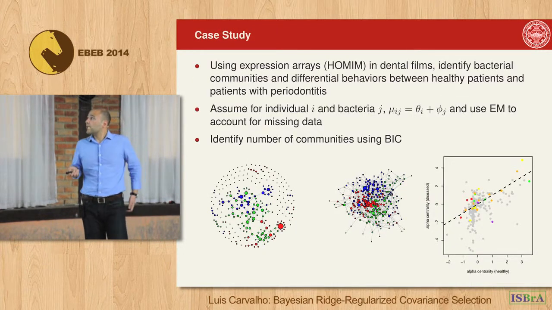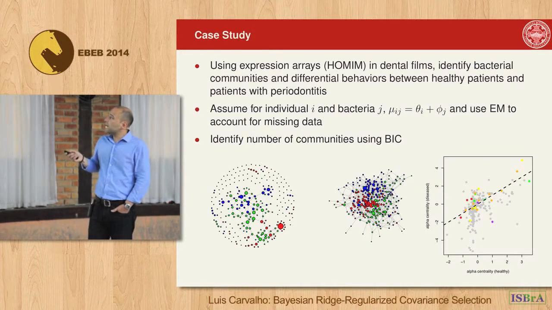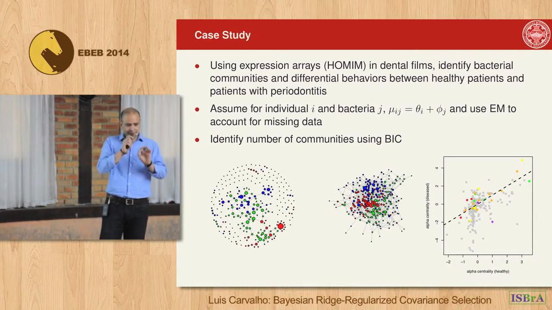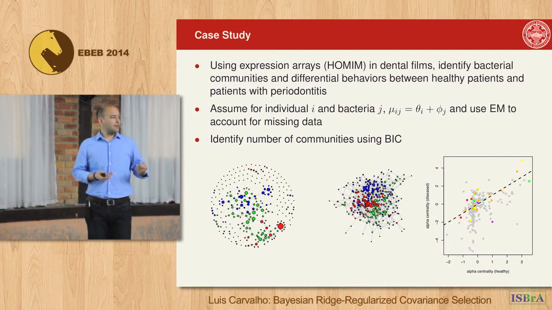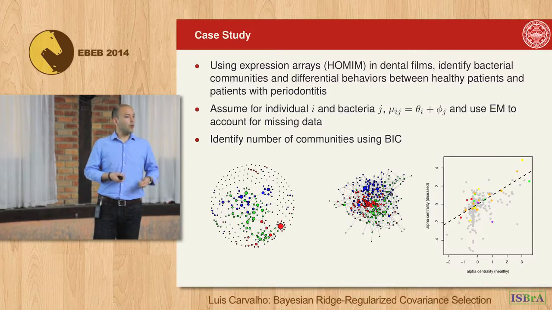There's a nice case study. We have observations from expression arrays from different bacterial communities in dental fields. Dentists take samples from healthy people and people with periodontitis in different sites in the mouth, and they observe some specific bacterial communities. We know that bacteria work in communities, that is, they have very nice symbiotic relationships that unfortunately can cause disease. The idea is that we want to identify which communities are the interesting ones. What is the differential effect between communities from healthy people and people with periodontitis?